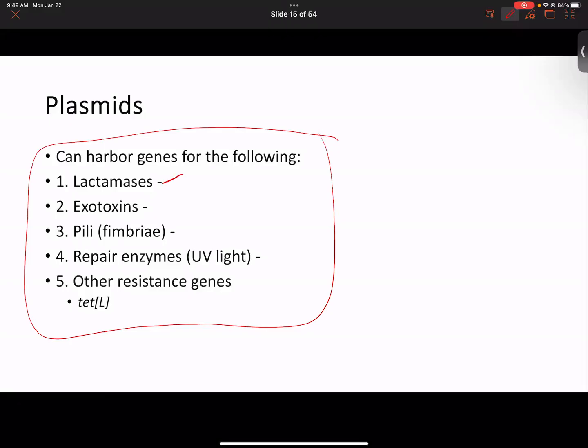First and foremost, beta-lactamase enzymes. This is probably one of the things that we're most concerned about today. We'll talk about beta-lactamases as a resistance mechanism to penicillins, cephalosporins, and carbapenems. Okay? And we'll talk about the classification of beta-lactamases. Most beta-lactamases are encoded on plasmids. Some of them are encoded on chromosomes as well.